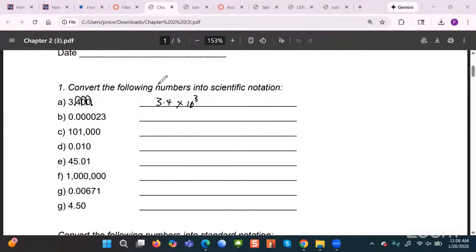This part here, as I was saying earlier, is called the coefficient. And the 3 here, in this particular case, is the exponent. Those are the two parts that we would normally identify when a number is expressed in scientific notation. Any questions about what I just did, the first part?